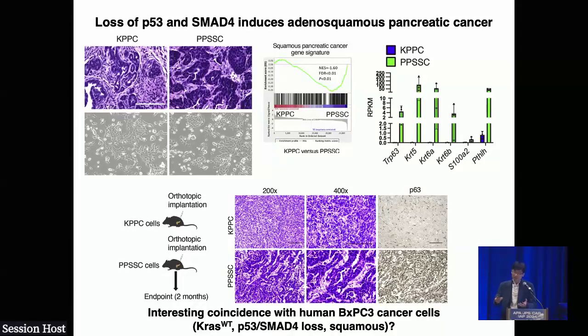But there is one coincidence that we observed very interestingly, that is related to the very commonly used BxPC-3 human pancreatic cancer cell line, because we do have one cancer cell line from human origin that is KRAS wild type, and this BxPC-3 cancer cell happens to have the same genotype with P53 loss and SMAD4 loss, and more importantly, it has the adenosquamous subtype. So at least this cell line matches what we observed using our mouse model.